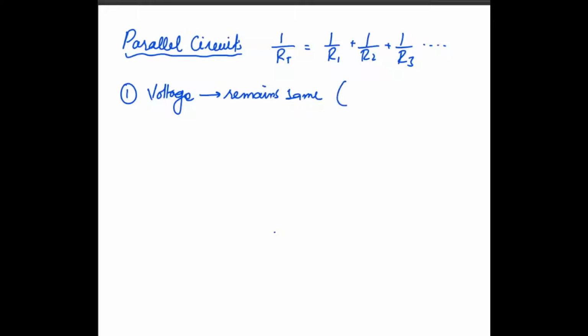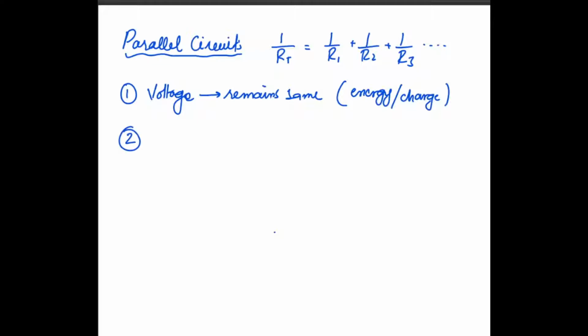Keep in mind that voltage, we know, is the energy or work done per unit charge, or you can say the amount of energy spent or brought into the circuit by each electron or each packet of electron. And this idea will help us understand why voltage remains the same.